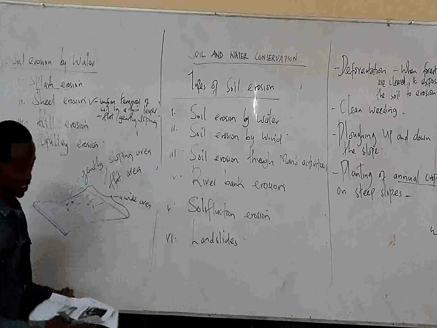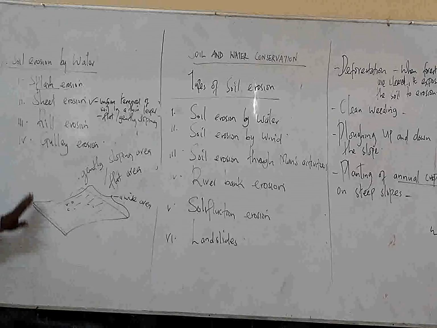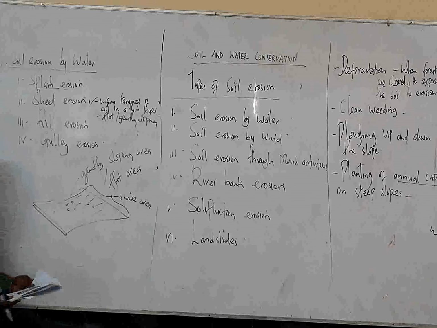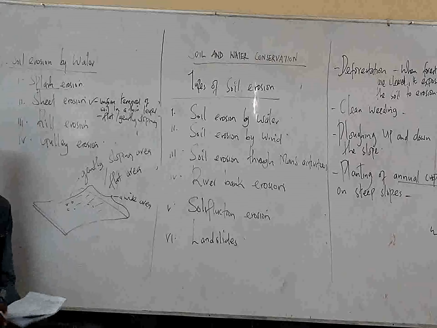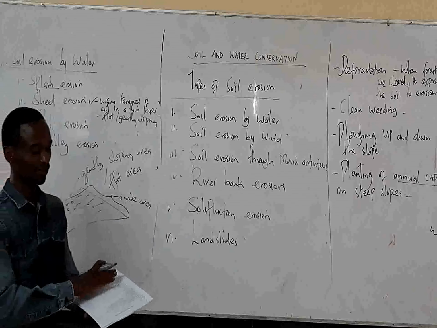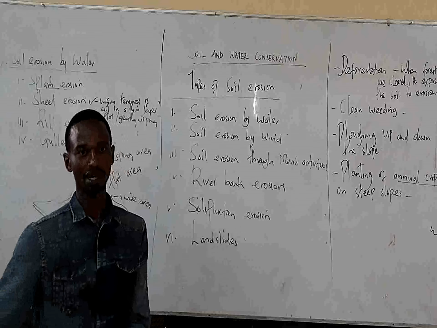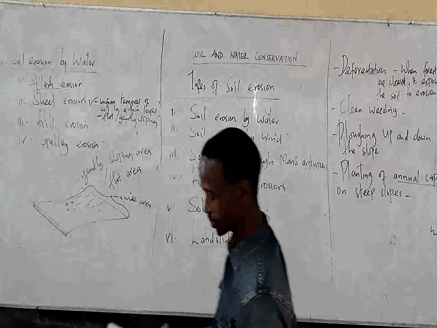It's referred to as a sheet because when you look at it on the surface of the ground, it looks like a sheet, like a sheet of paper. So this soil is going to be lost uniformly across the surface of the soil.